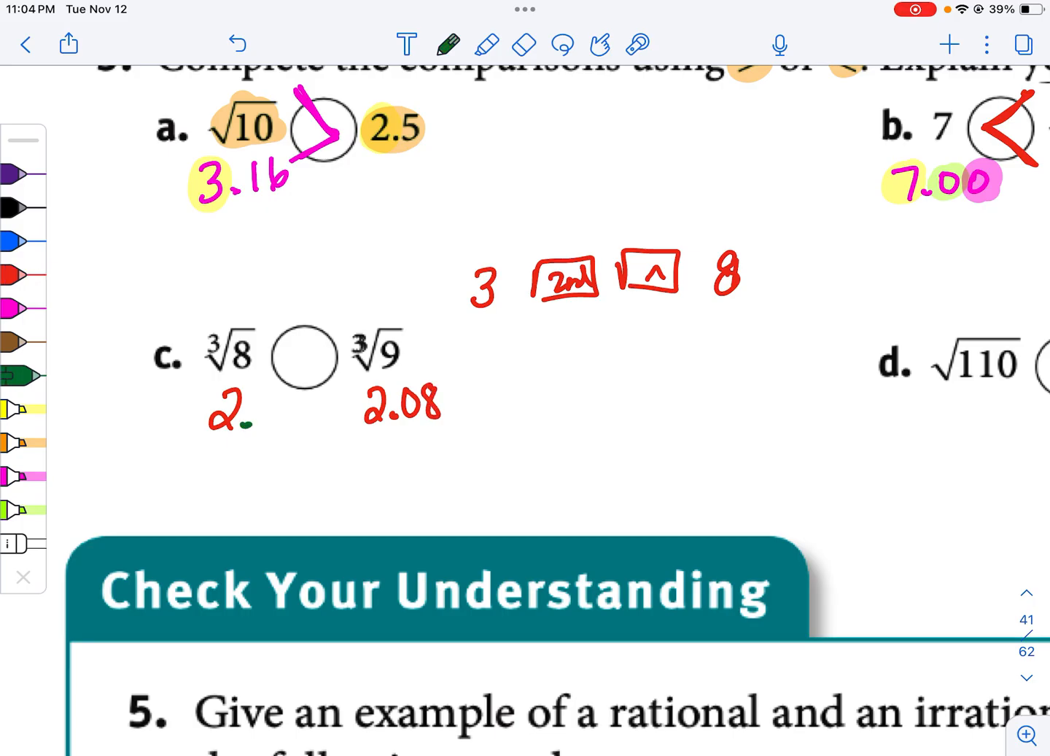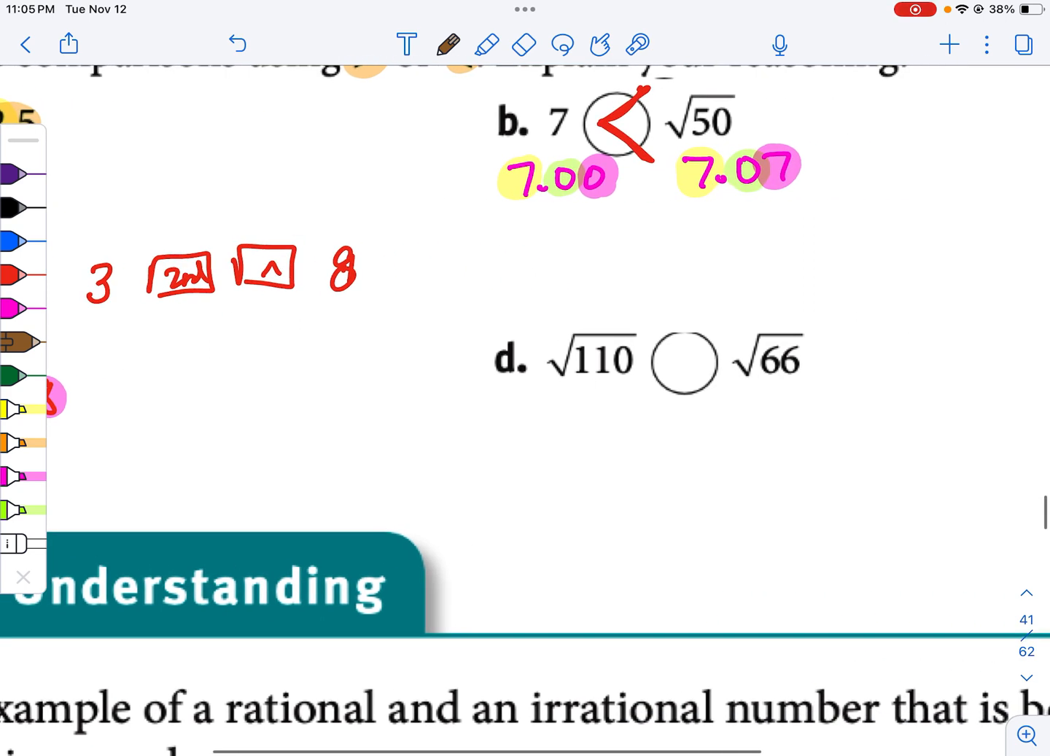Okay, so again, this is the same as 2.00. So if I look at the 2s, right, 2 and 2 are the same, 0, 0 are the same. But now I look at my 0 and my 8, and the 8 has to be larger. So the alligator is going to eat the cube root of 9.